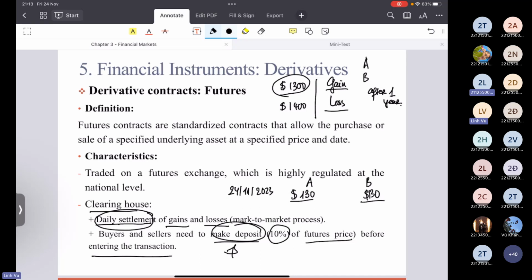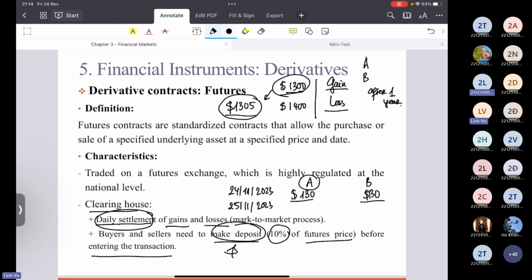So we assume that tomorrow, let's say 25 November 2023, the price of the coffee beans in the futures exchange increases to $1,305. So in this case, because the market price increased, the buyer will be the beneficial party. Because $1,300 is the contract price, what they have to pay, and $1,305 is the market price. So they can save $5 from participating in the market.